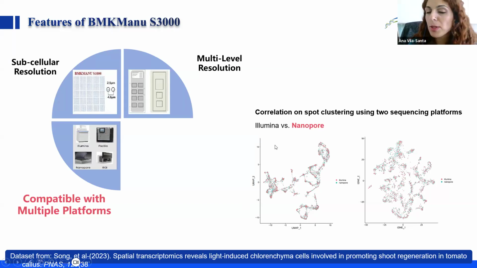What we have here in the slide is basically one case study where the same sample was analyzed in both Illumina and nanopore. And you can see that after clustering the spots, the clustering is very similar between Illumina and nanopore, thus validating the use of nanopore for this spatial transcriptomic technology.